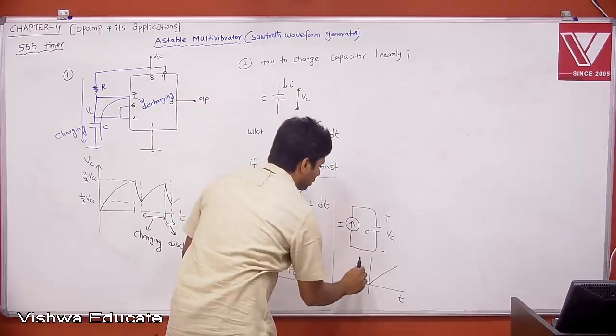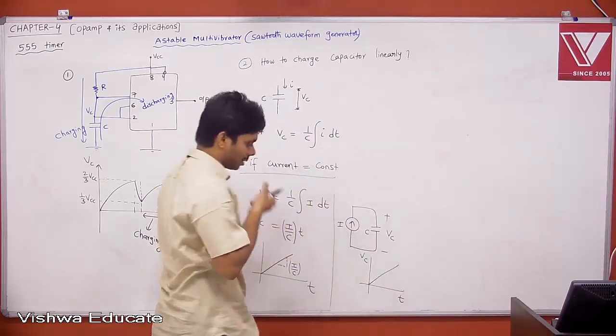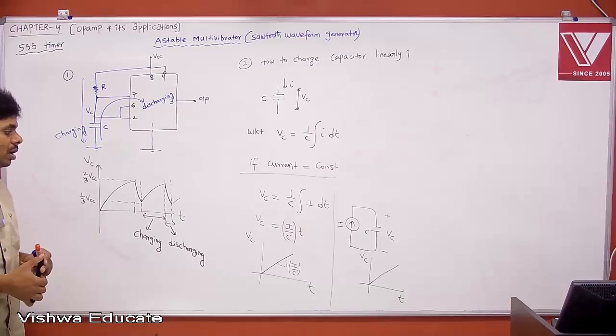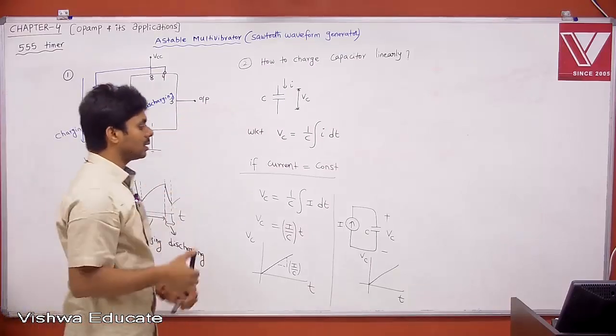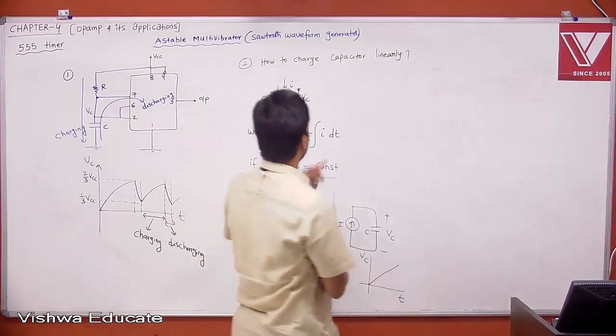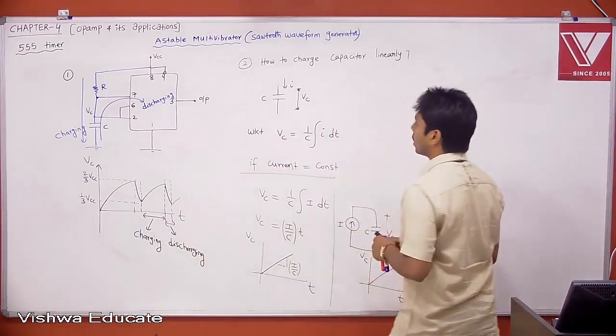This is the ideal scenario, right? This is the voltage across the capacitor. When you are charging your capacitor with an ideal current source, you will get linear charge across the capacitor. Okay? This is what I am going to use. Therefore, how to charge a capacitor linearly? If you pump constant current, you will get it.